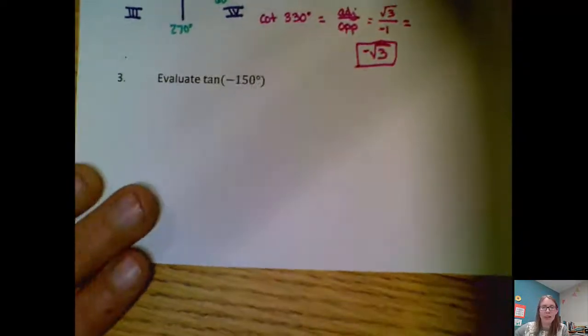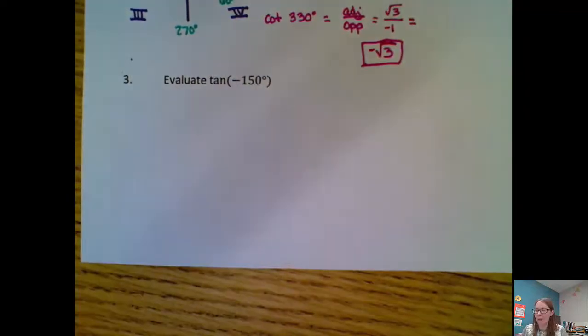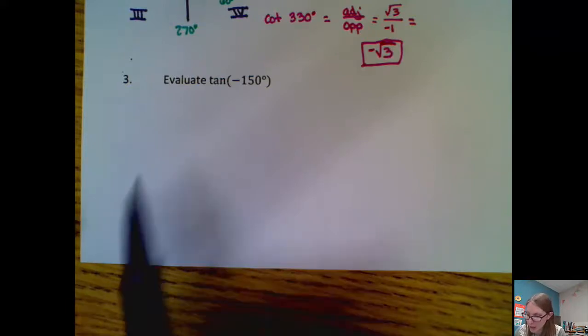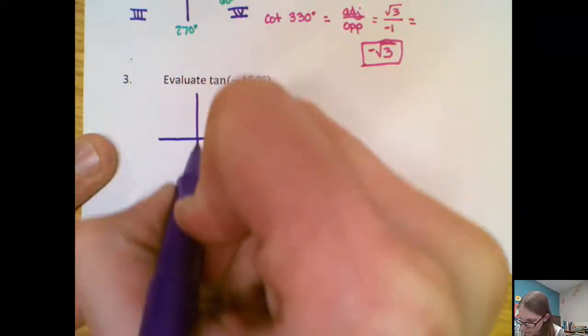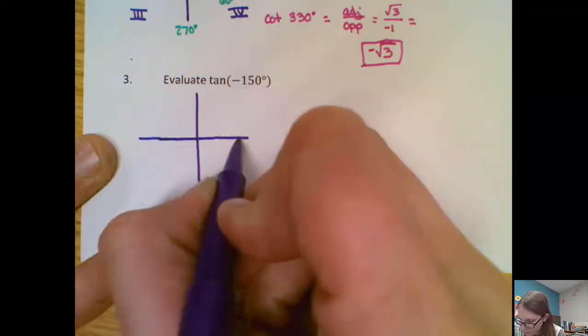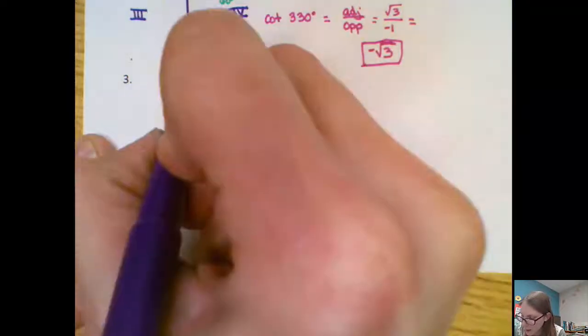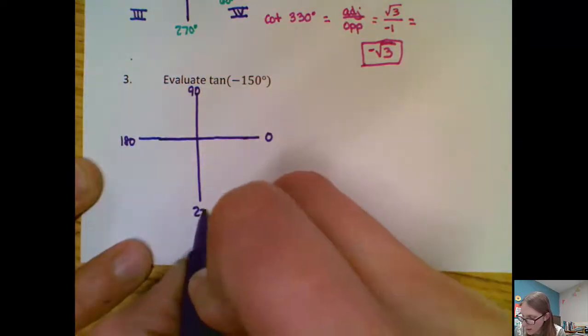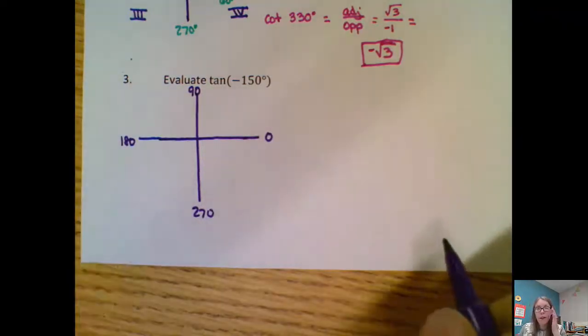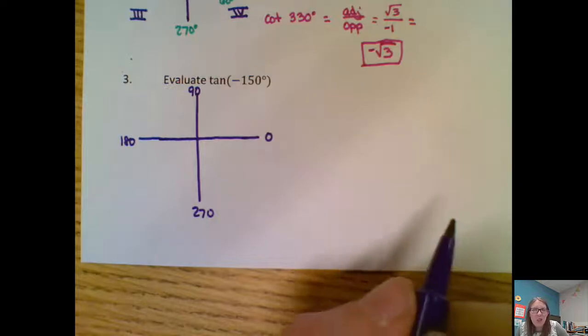One last example here, evaluating the tangent of negative 150 degrees. Well, let's start off the same way, where we draw our coordinate plane, and then we'll figure out what that negative means. Again, I like to label my 0, my 90, 180, and 270. Now that negative angle, what does that mean?